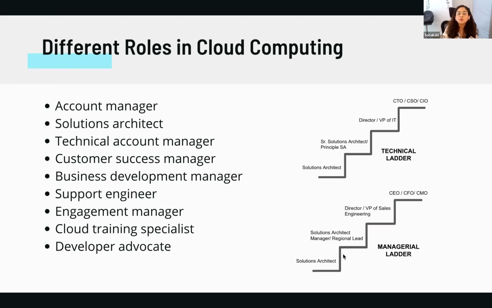So a lot of times you'll come across people's profiles who say, I am the US West leader of solution architecture org, or I am the Asia Pacific leader of solution architecture. So you can become a manager.